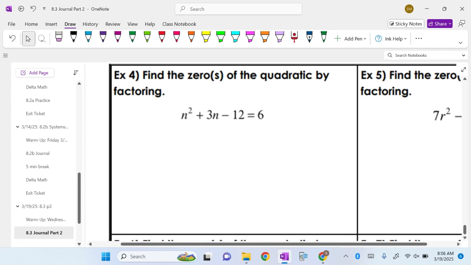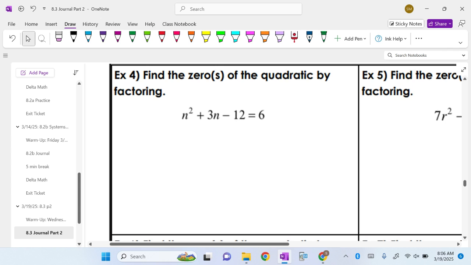So example 4, we're going to find the zeros of the quadratic by factoring. So my first step is I need to get one side equal to 0. In other words, I need to use inverse operations, like if we're solving a linear equation, to move something over to the other side of the equal sign to give us 0. So if I do that, what do you think I should move to the other side to get 0 on one side? What would be the easiest thing to move?